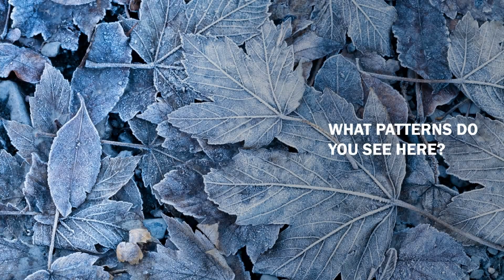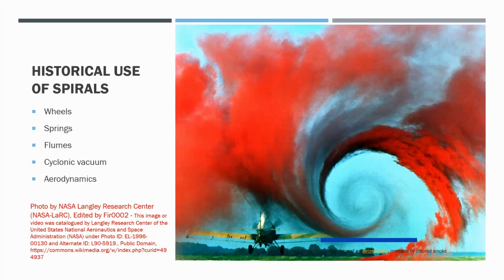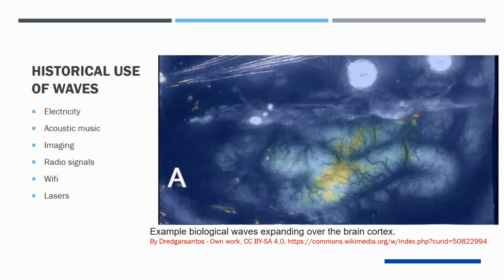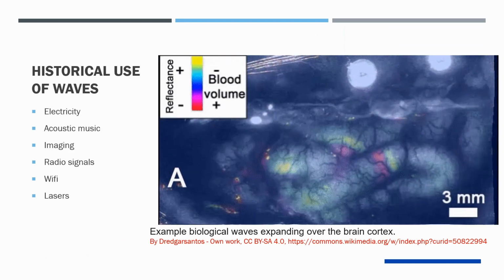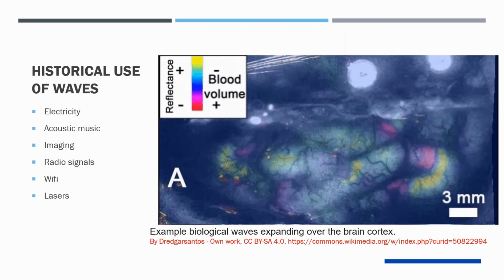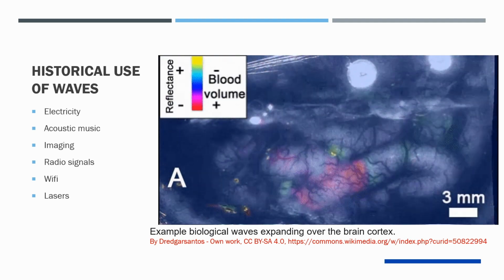What patterns do you see here? In these leaves we can see branching, streamlines, lobes, scattered particles. Next time you stir a cup of tea, think about the historical uses of spirals. We can use our brain waves to think about the historical use of waves.